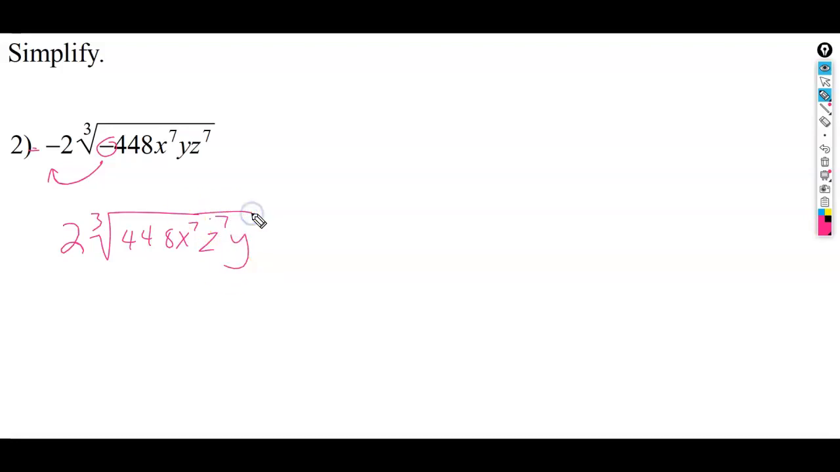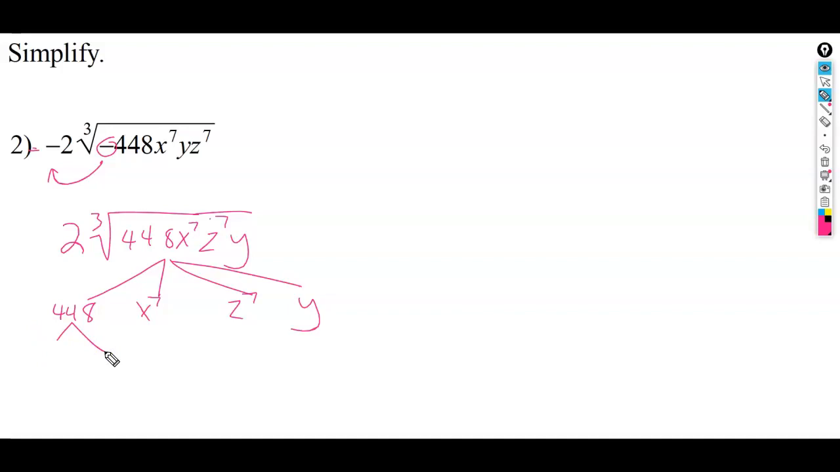Letters in that order there, but it doesn't matter. And then after that, we're going to handle this pretty much in a very similar fashion to what we did before. So let's go ahead and break this thing up as much as we can here. We have 448. We have x to the 7th. We have z to the 7th. And y.